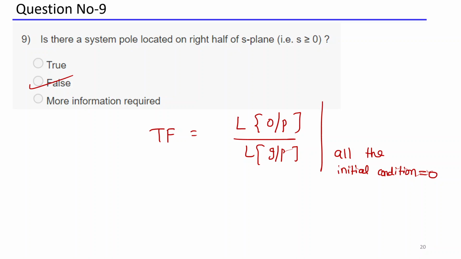Okay, let me do it for you. This is the last question. I will solve it for today.